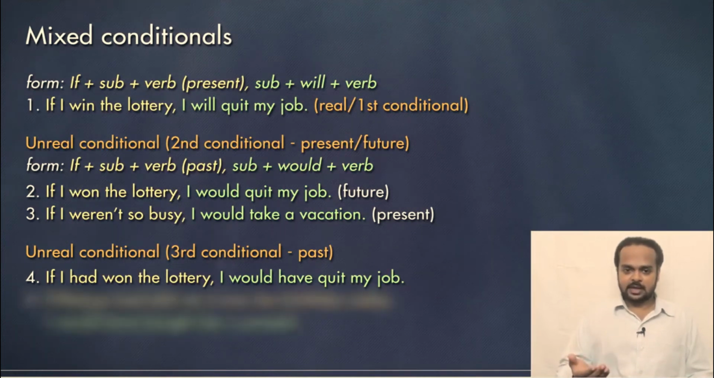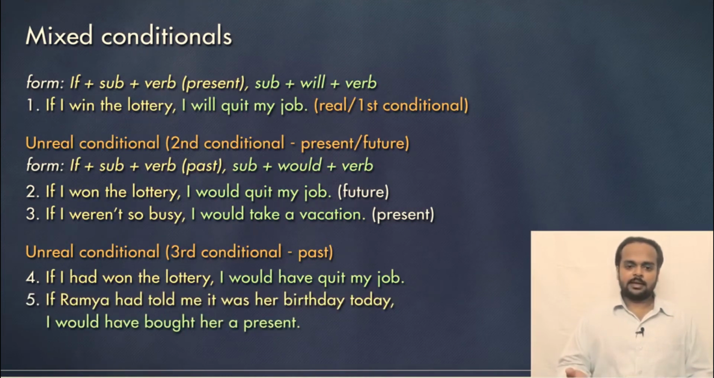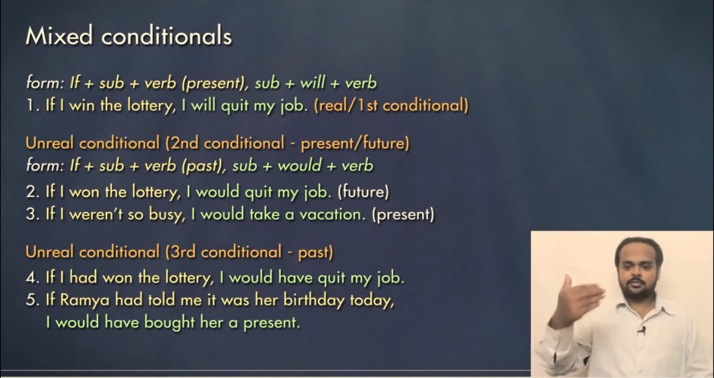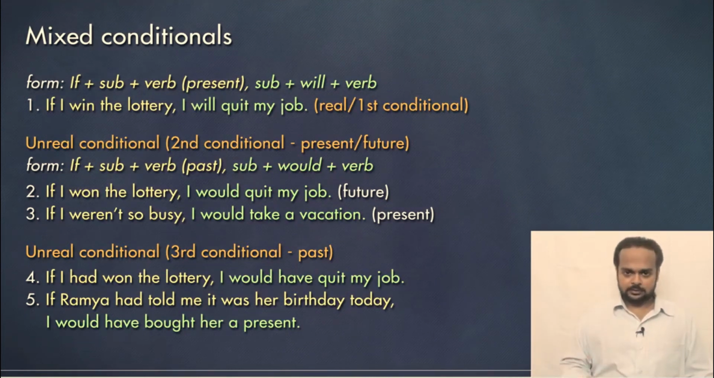Or in this next example, if Ramya had told me it was her birthday today, I would have bought her a present. What does that mean? It means it's Ramya's birthday today, but she did not tell me and I didn't know, so I didn't buy her a birthday present. But thinking back to the past, I can say, if she had told me, then I would have got her a present.